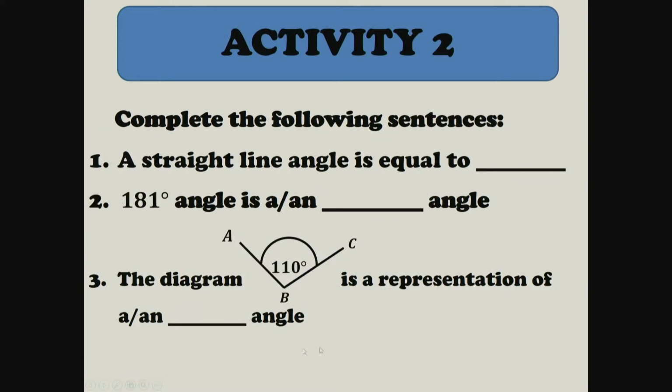All right, now let's go into activity 2. For activity 2, I will give you at least 2 minutes to complete it, and then we will be wrapping up.